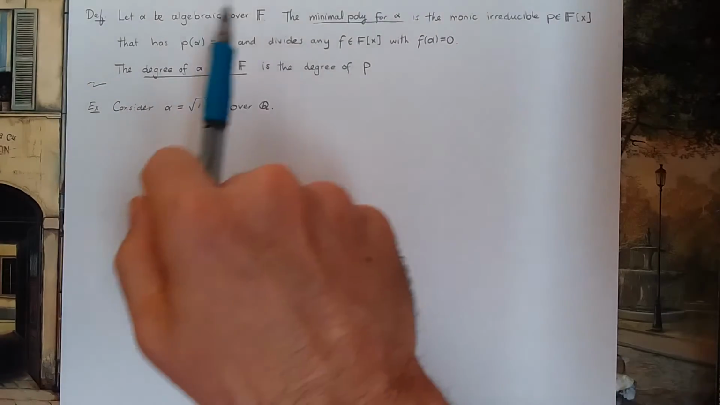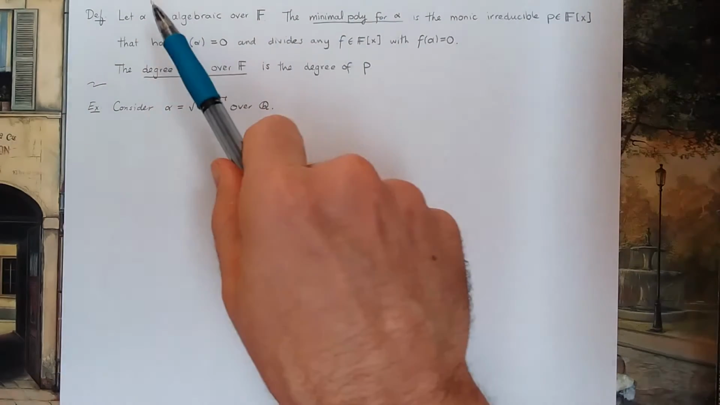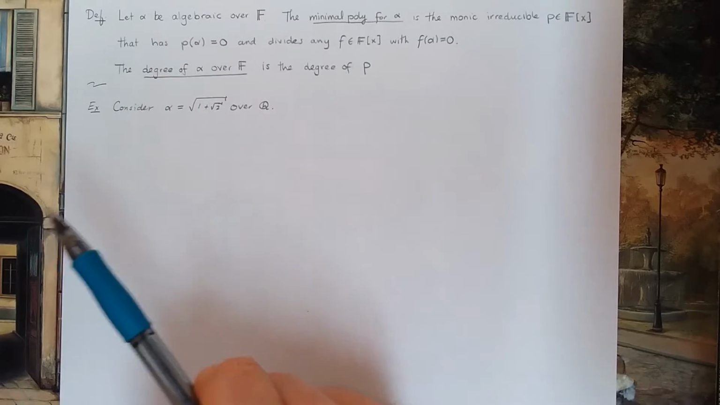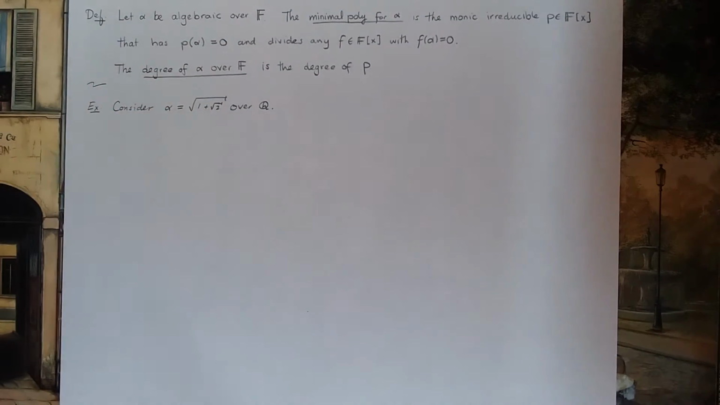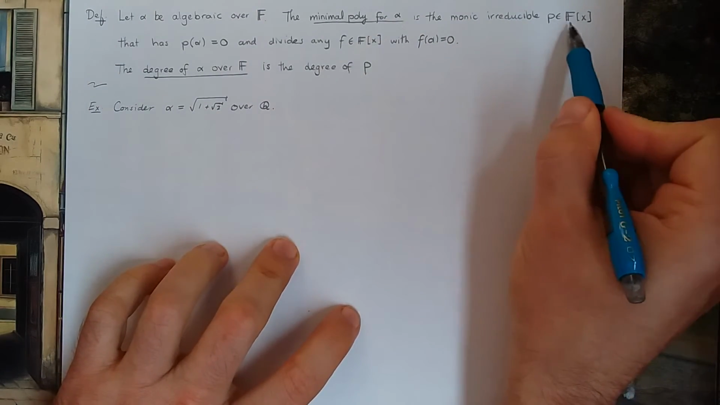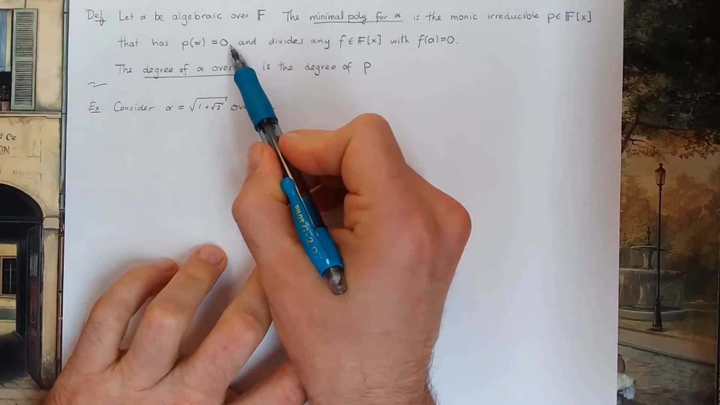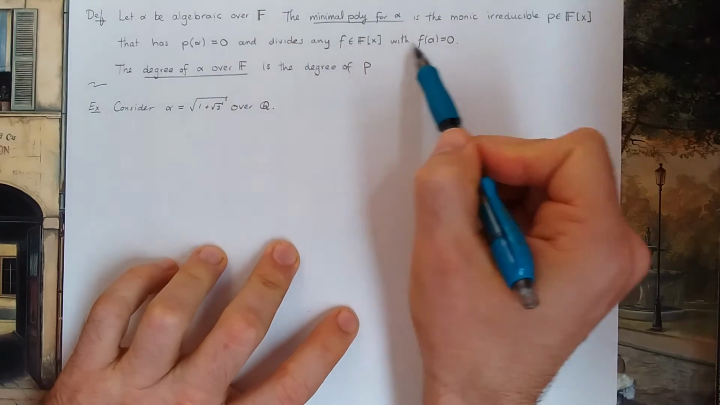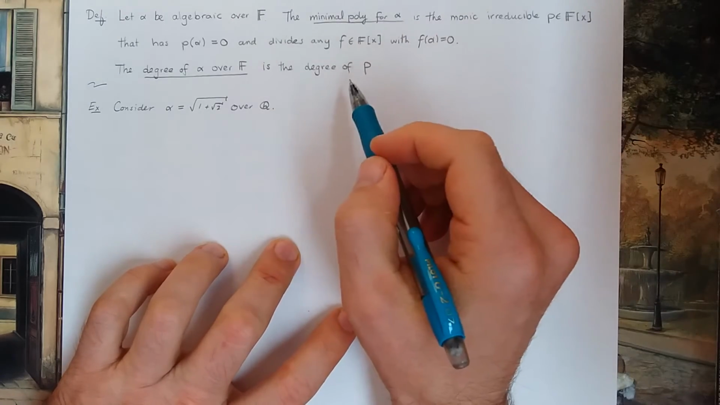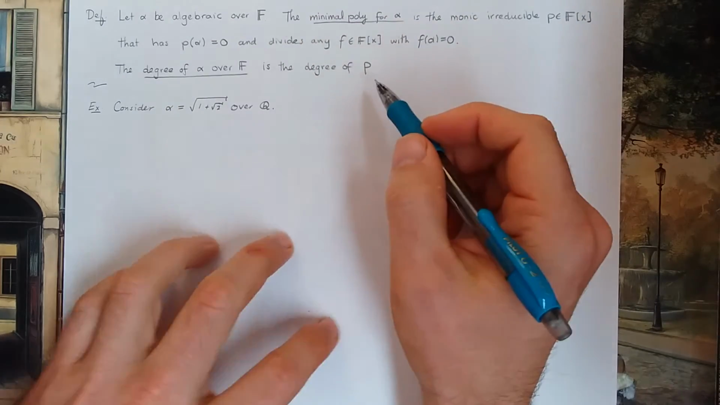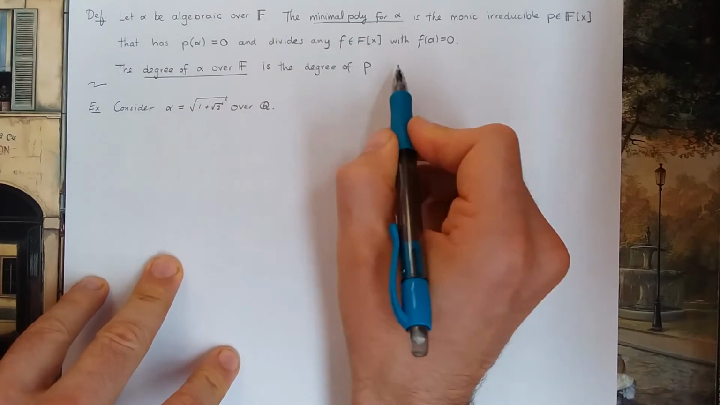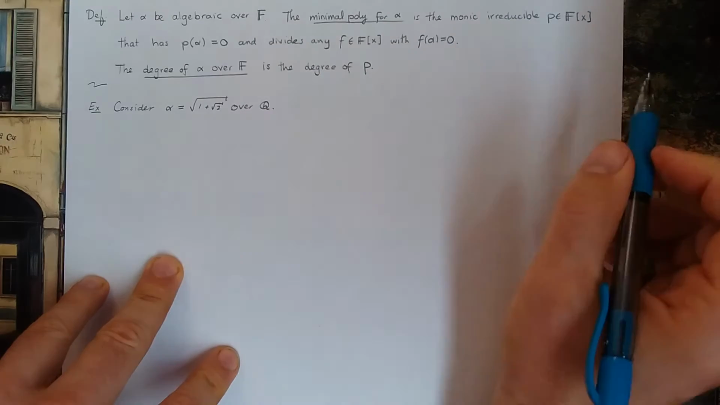So let's define a minimal polynomial. We start with an algebraic alpha over a field F. The minimal polynomial is the monic irreducible polynomial with coefficients in your field that has alpha as a root and divides any other polynomial that has alpha as a root. We proved that this polynomial exists in the last video. The degree of alpha over the field F is the degree of this minimal polynomial.